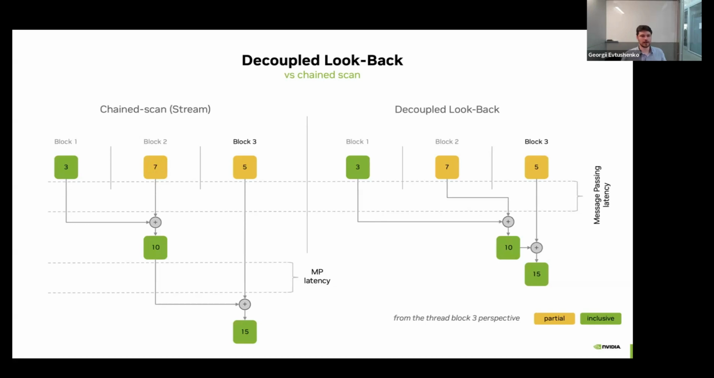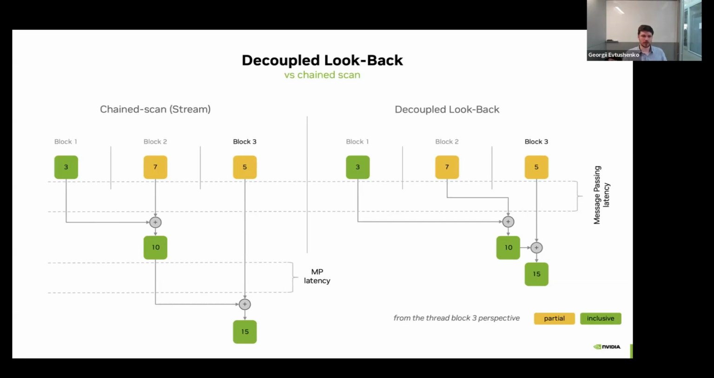On this slide, you can find a more detailed comparison. In the stream case, block 2 waits for block 1. The update of tile state from block 1 becomes visible to block 2 after message passing latency. At this point, block 2 updates its tile state, and this update becomes visible to block 3 after the same message passing latency. Contrast this with the decoupled lookback.